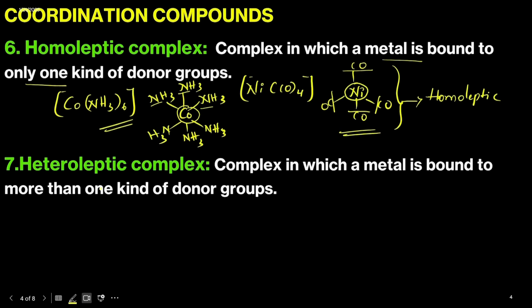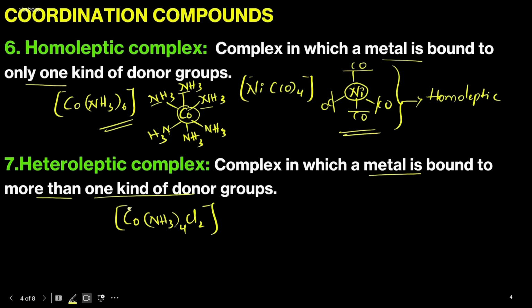Okay. Next, coming to the heteroleptic complex, it is a complex in which the metal is bound to more than one kind of donor atom. Okay. So, in a homoleptic complex, only one kind of donor atom is present. In a heteroleptic complex, more than one kind of donor atom is present. We will take an example, that is [Co(NH3)4Cl2]. This is the coordination compound.